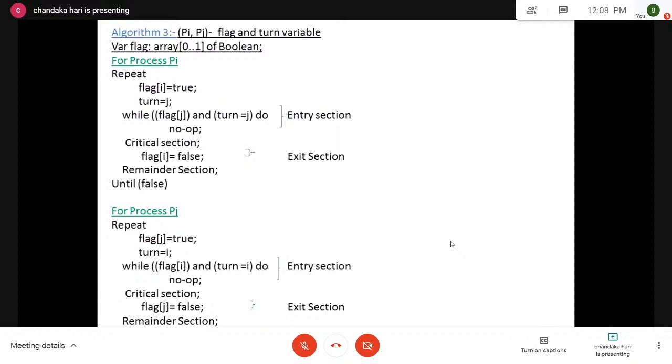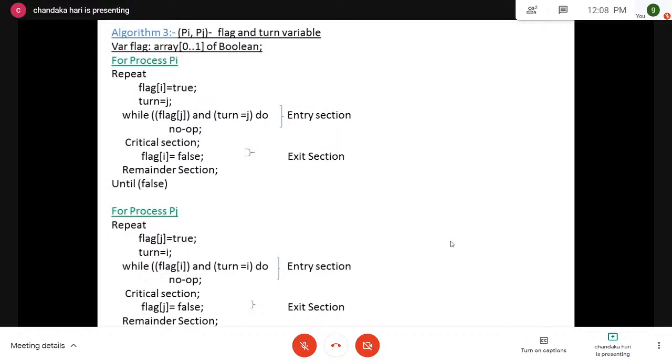Now, in this algorithm 3, process PI and process PJ are both executing and both are sharing a common variable x. In order to protect this variable x, I am taking two variables, turn as well as flag. Turn is equal to either I or J, and flag I is true and flag J is false, or flag J is true and flag I is false.